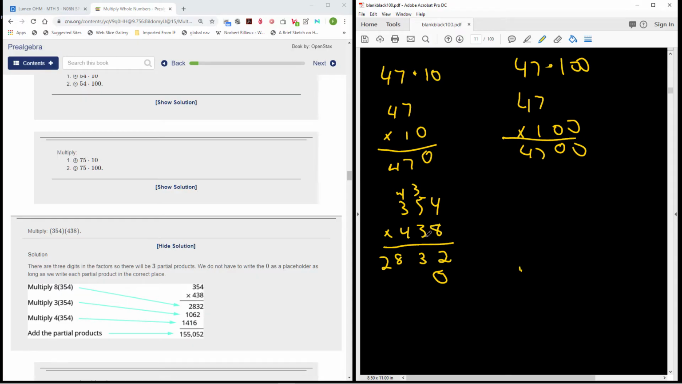Okay. So now I'm multiplying to find out the number of tens. So 3 times 4 is 12. Carry my 1. 3 times 5 is 15, 16. Carry my 1. 3 times 3 is 9, plus 1 is 10.